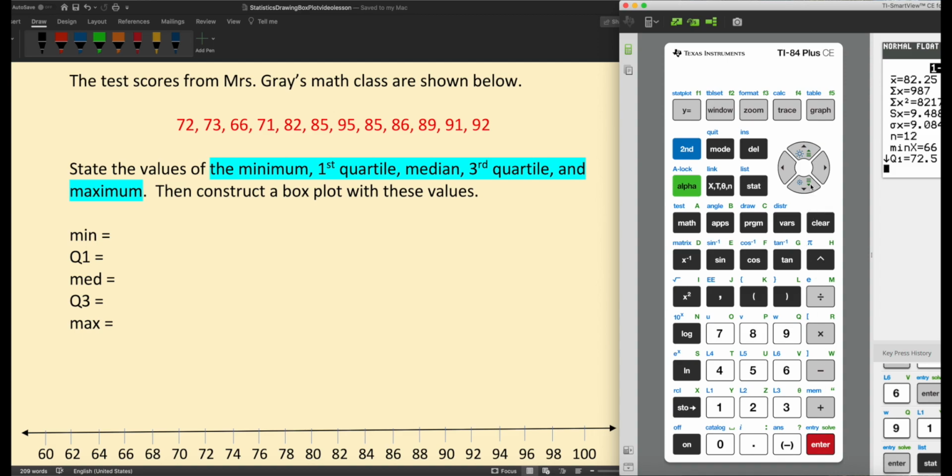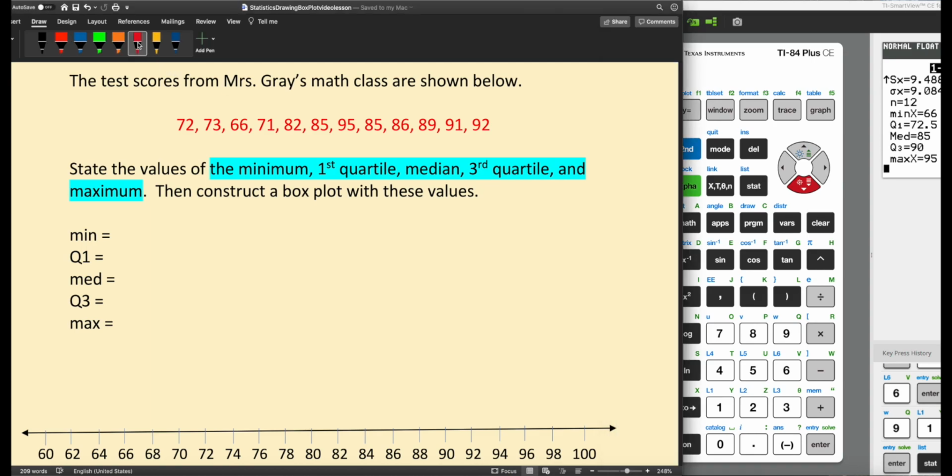And now scroll down. And that's everything you need right there. From the min all the way to the max are your 5 measures of statistical summary. So let's put that on the Regents and get that point. So the min was 66.